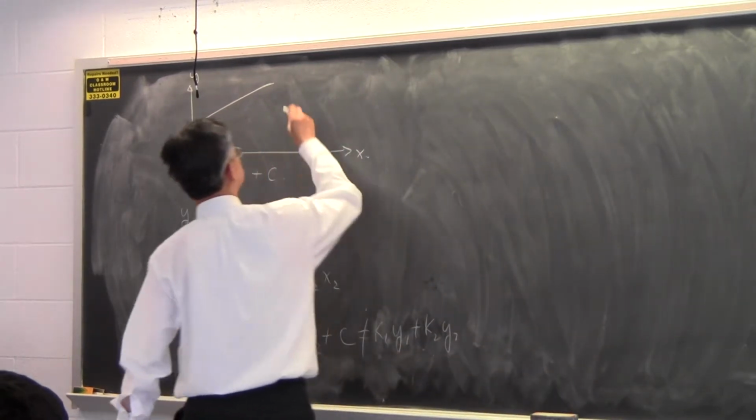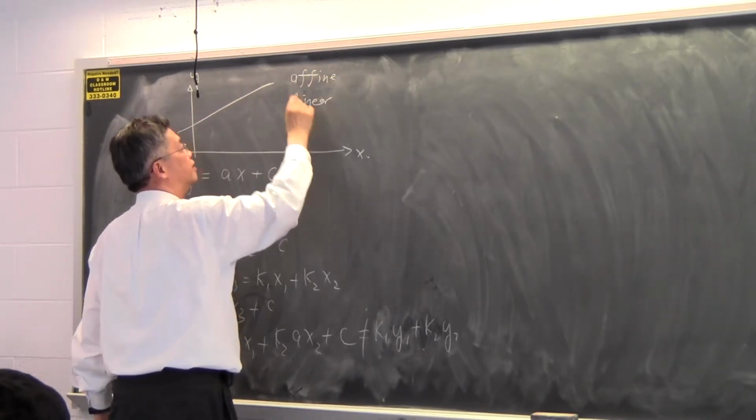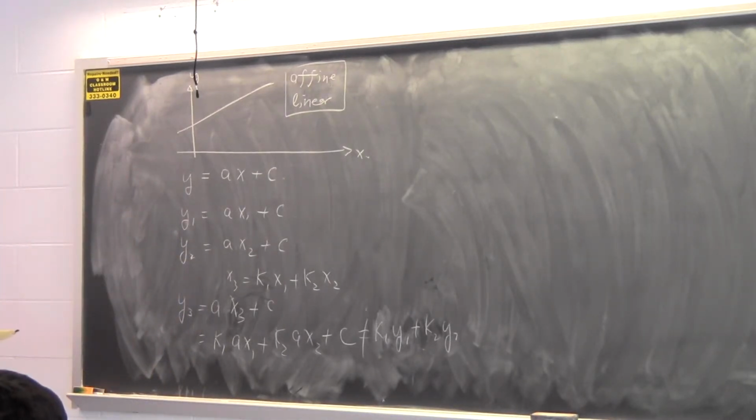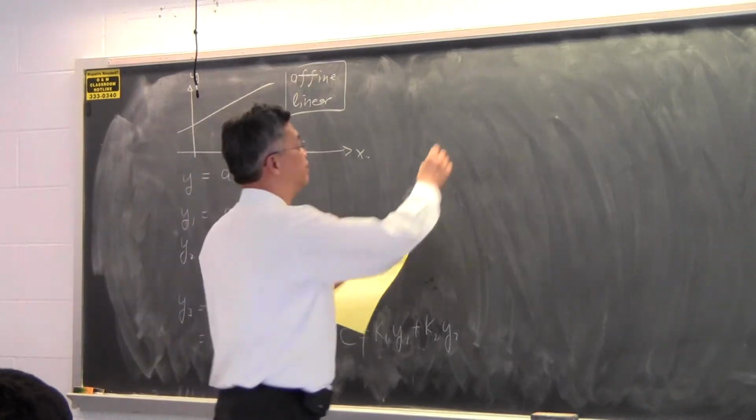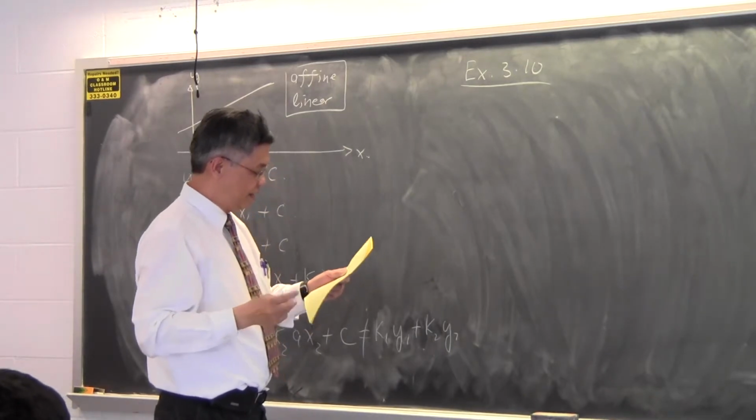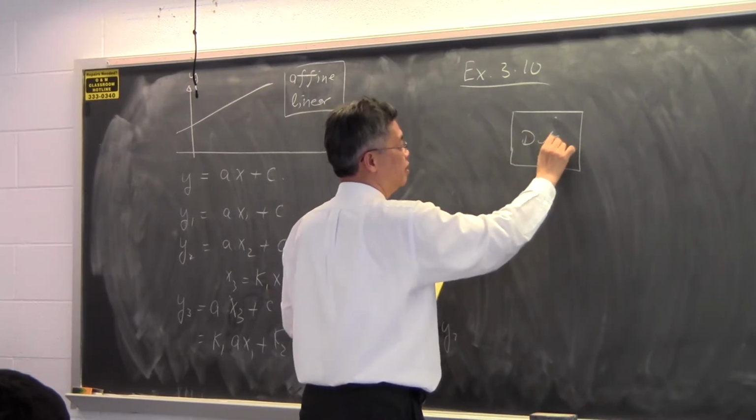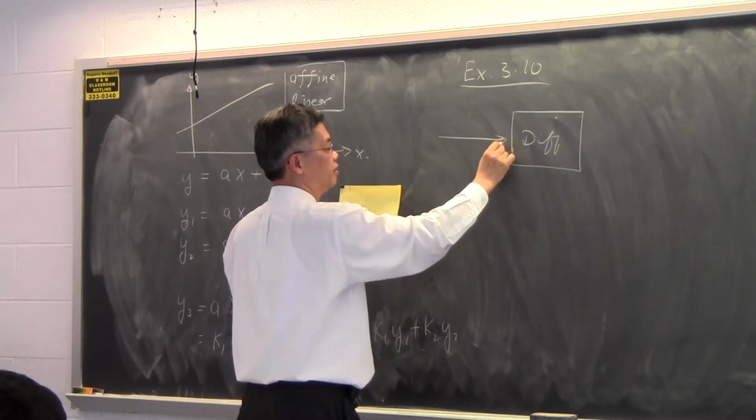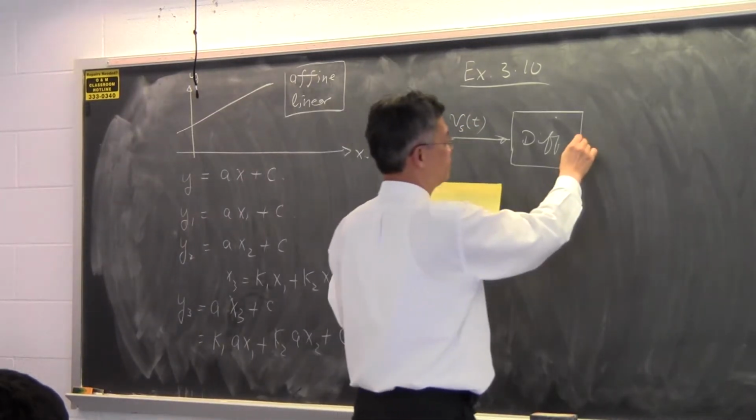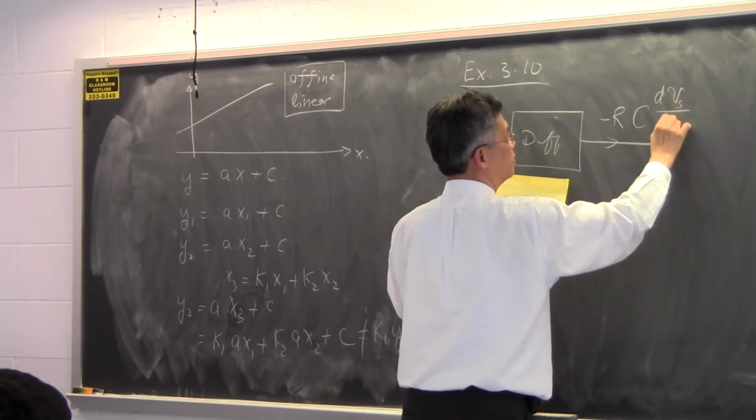In mathematical parlance, this is also called affine linear. It's not truly linear, but if you're interested in the mathematical term for it, it's called affine linear. Okay? So let's do another example. Example 3.10. And here we have a differentiator. As we often see in the previous example, we have a Vs(t), and then our output is just equal to minus RC dVs/dt.